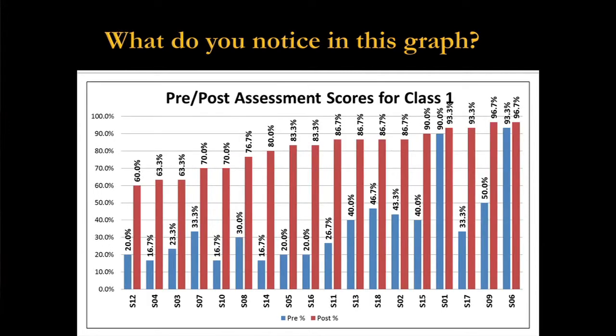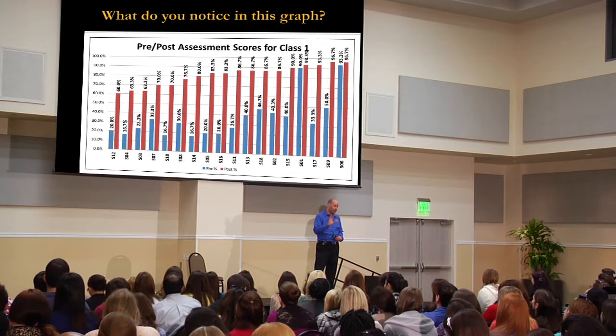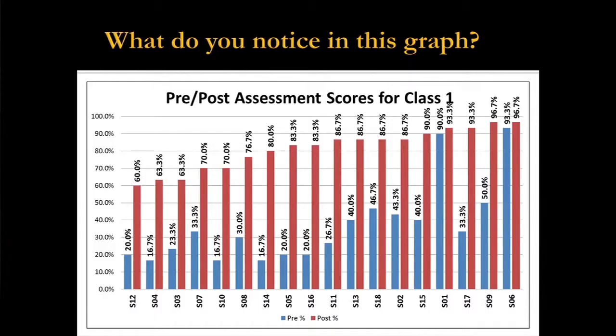And last but not least, what do you notice here? All right, what do you see? All right, I've got student 1 and student 6. On the pre-assessment, they not only have demonstrated mastery of my content, but they've scored an A. So if I proceed through my unit as planned, what can I expect out of student 1 and student 6? Serious behavior problems.